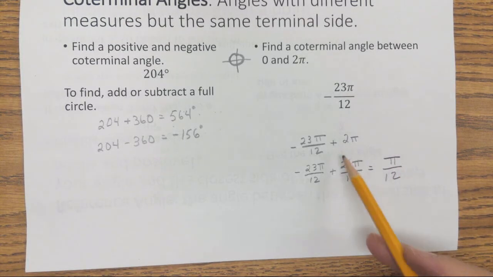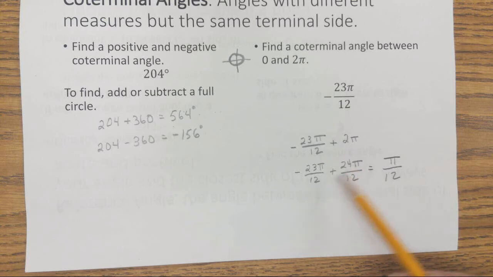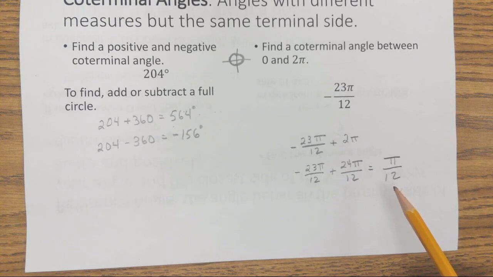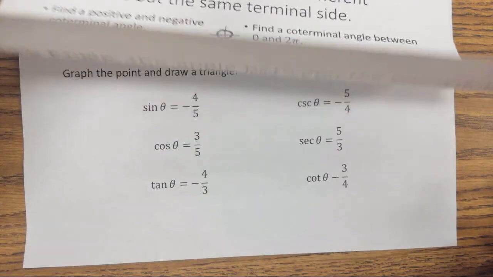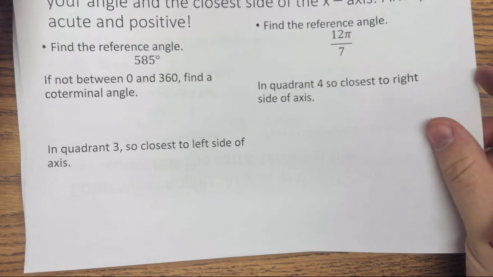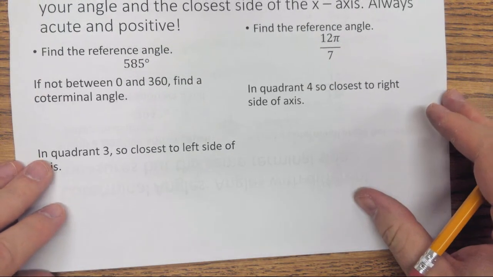I also could have subtracted 2 pi. In that case, it would have been negative 23 pi over 12 minus 24 pi over 12, which is negative 47 pi over 12. Okay. And again, I could just continue to add or subtract 2 pi over and over again. Alright. A couple more things and then this video will be over. I know it's kind of lengthy.